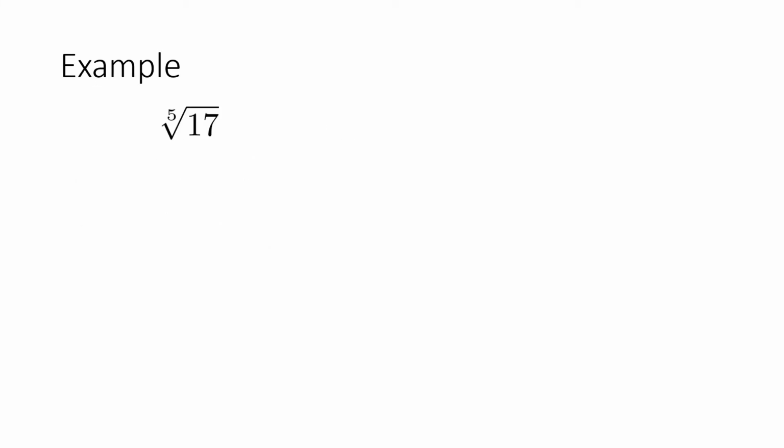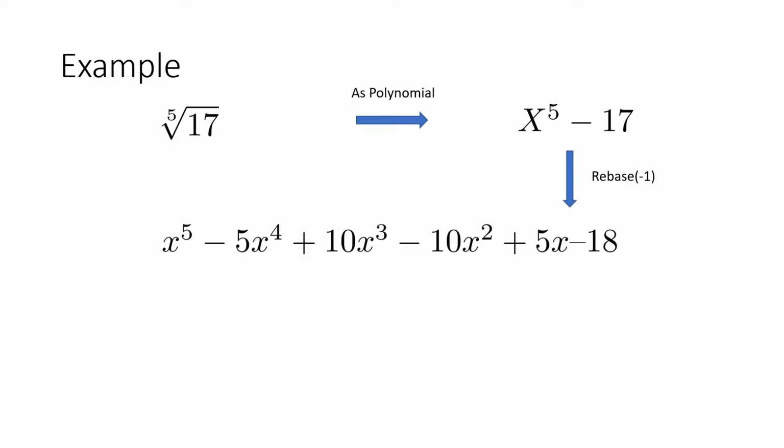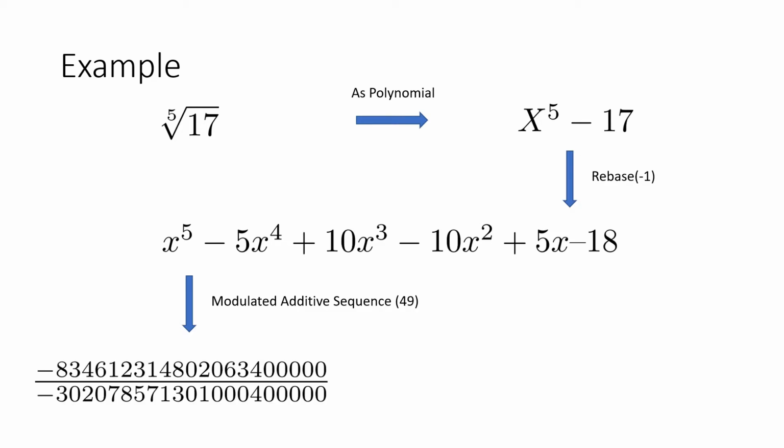Let's work out an example. The 5th root of 17 as a polynomial. X to the 5th minus 17. Rebase -1. X to the 5th minus 5 x to the 4th plus 10 x to the 3rd minus 10 x squared plus 5x minus 18. Modulated additive sequence, as a decimal value.